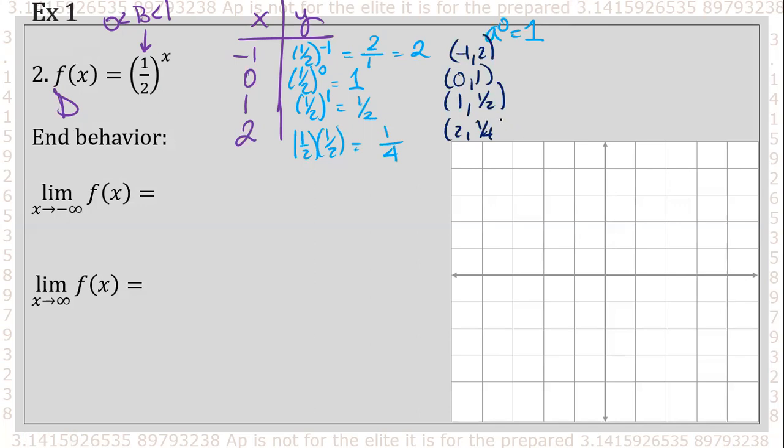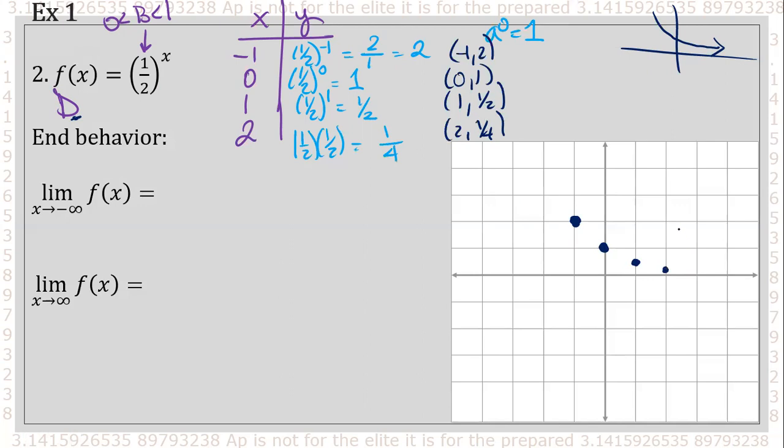And I kind of have an idea of what a decay looks like, right? It's going to look something like this on my XY chart. Okay, so let's go ahead and plot these points. So at -1, I am at a height of 2. At 0, I'm at a height of 1. At 1, I'm at 1/2. And at 2 to the right, I'm at 1/4. So I'm just guesstimating, right?